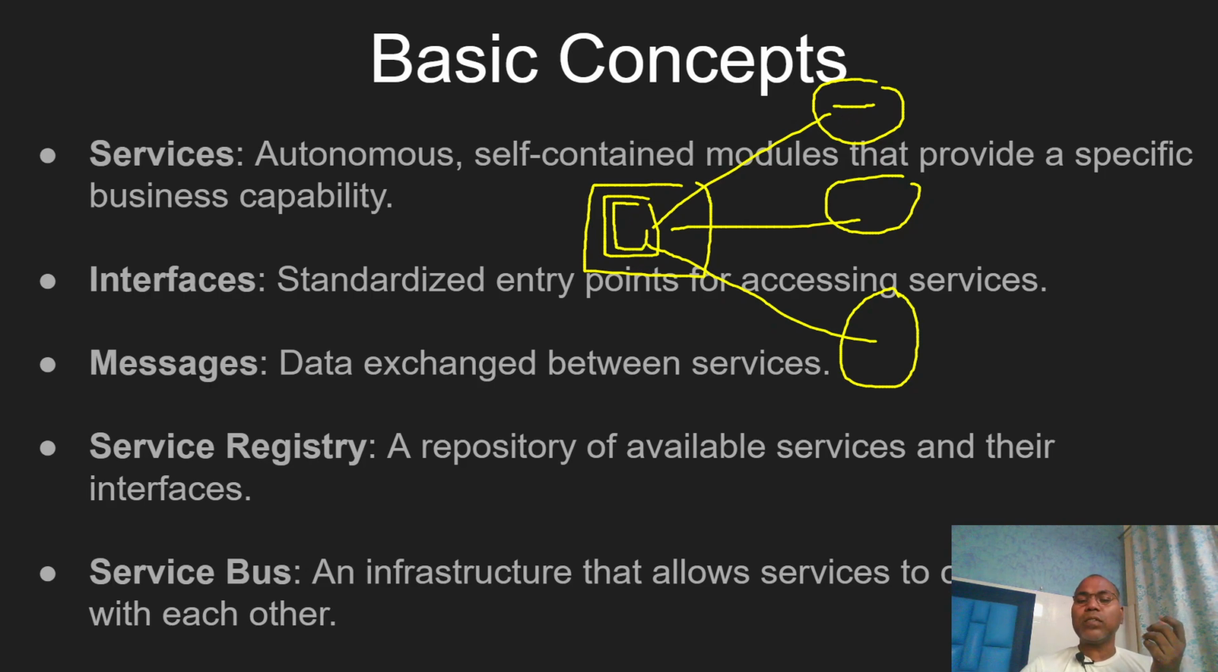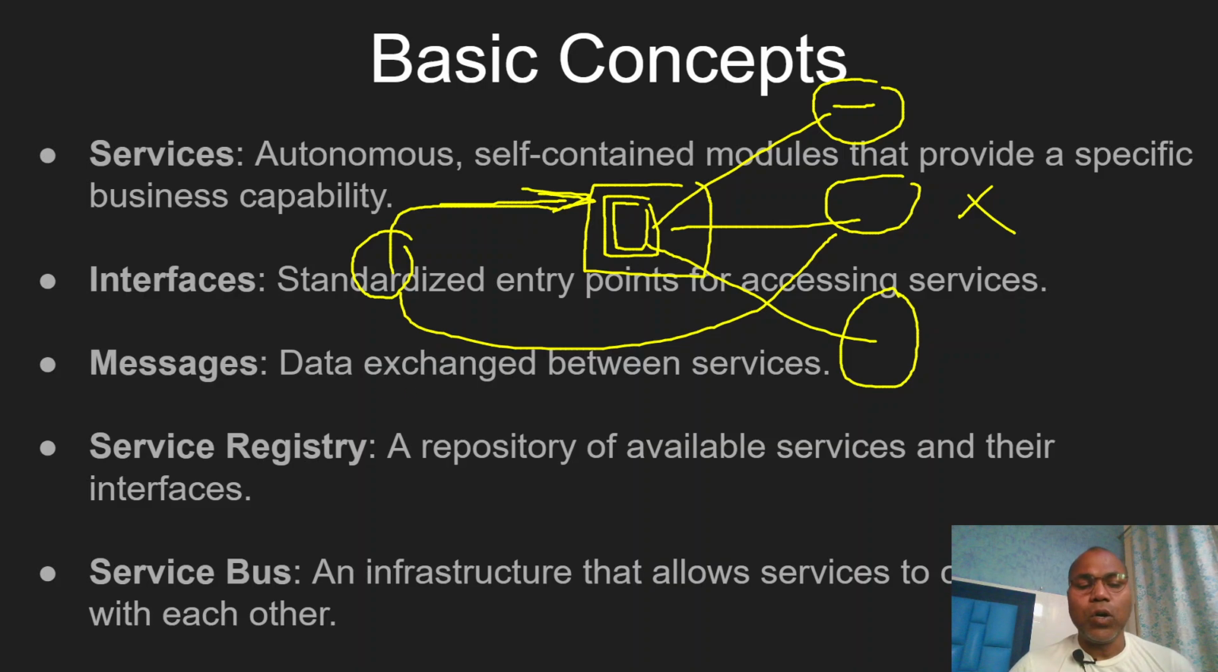So here, every client, or any service that wants to communicate, goes to the service registry and says, "Tell me, I want to communicate with this service," and they are routed: "Now you can go here." So the service registry plays a very important role as a repository of all available services and their interfaces.